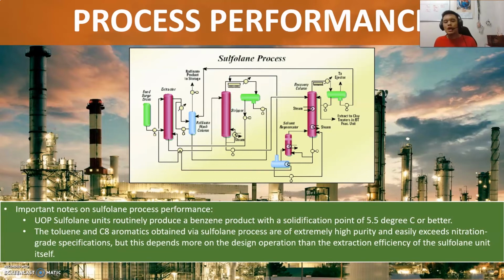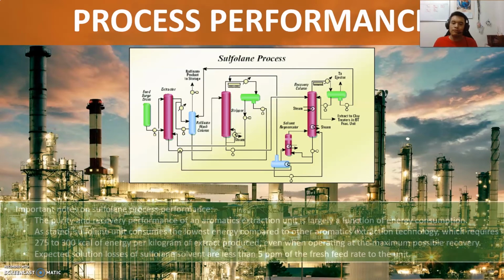Important notes on sulfolane process performance: UOP sulfolane units routinely produce a benzene product with a solidification point of 5.5 degrees Celsius or better. The toluene and C8 aromatics obtained via the sulfolane process are of extremely high purity and easily exceed nitration grade specifications, but this depends more on the design operation than the extraction efficiency of the sulfolane unit itself.